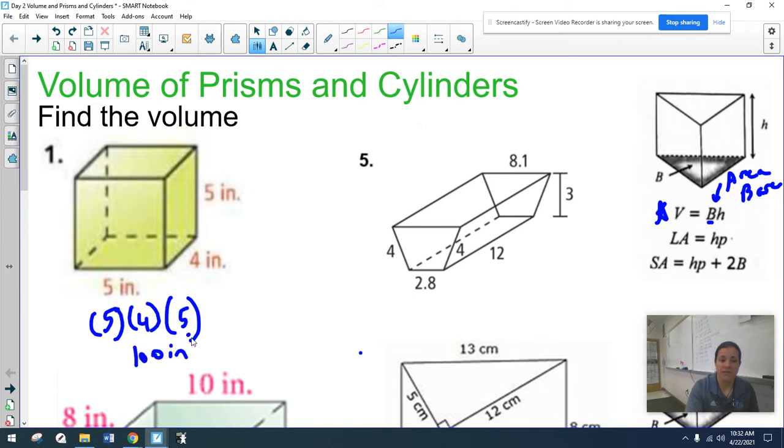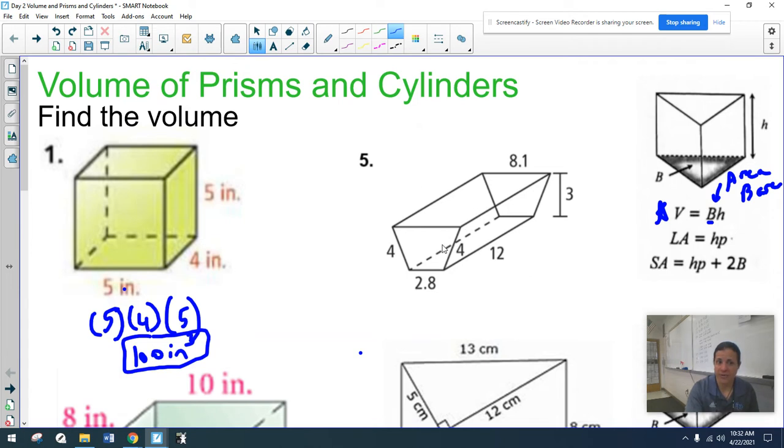This time it's inches cubed. So make sure that you know his volume is inches cubed, because it's 5 inches times 4 inches times 5 inches. So just like x times x times x would be x cubed, inches times inches times inches is inches cubed. So all your volume will be cubed.